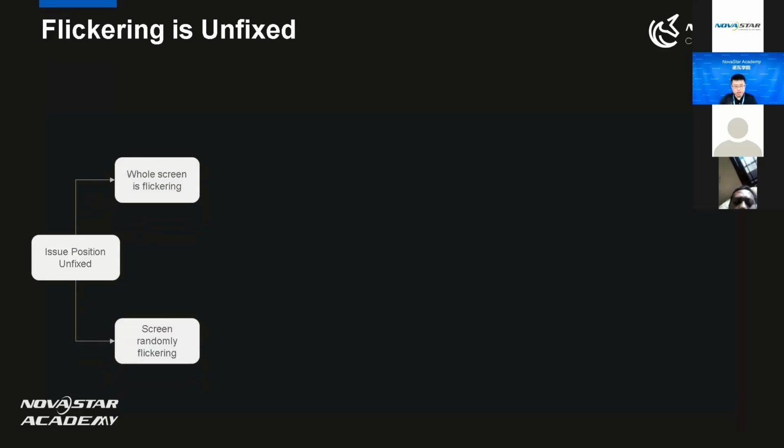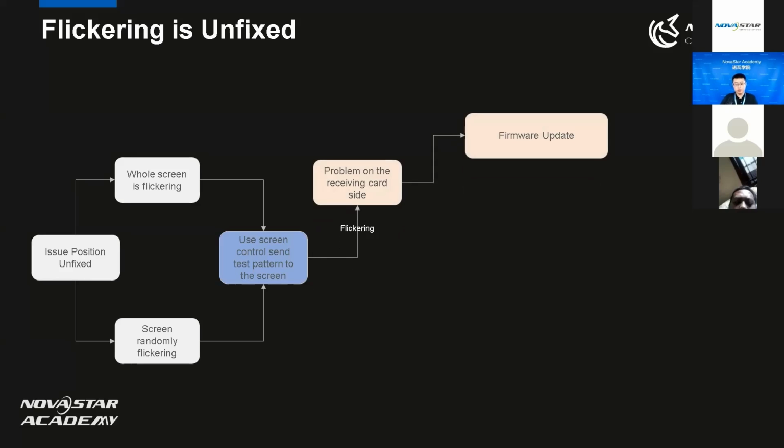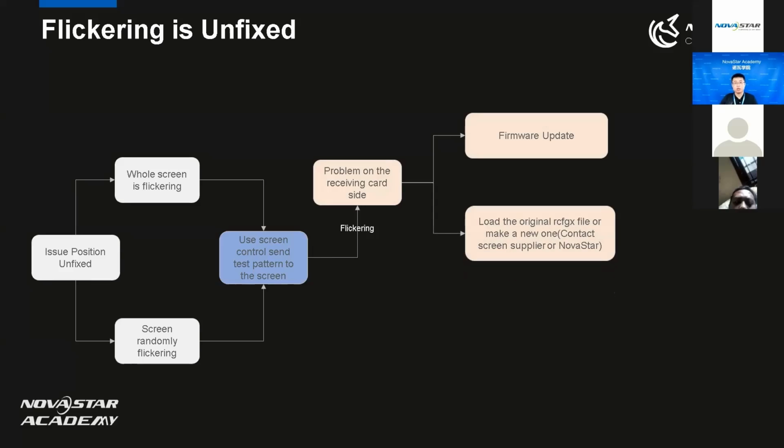And the second situation is that the issue position is unfixed. If the issue position is unfixed, we need to know if it is whole screen flickering or random flickering. What we can do is first use the screen control tool I have shown you. If you enable the screen control function and the issue is still there, it means it is a receiving card issue. So you can try to check the firmware or the receiving card RCFGX file.